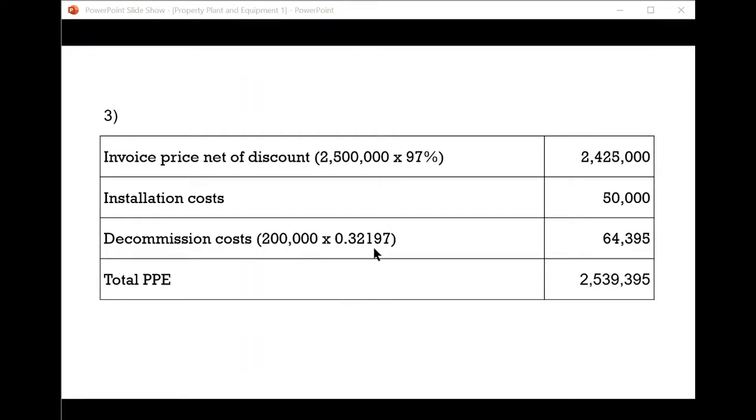Do you have an answer for number 5? What would be the cost of the land, building, and machinery? Do you have answers? You can write it down. Land, building, machinery. Okay, no answer? Do you have answers? No answer.